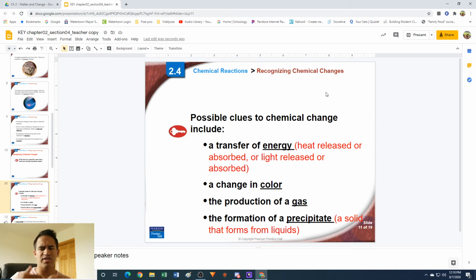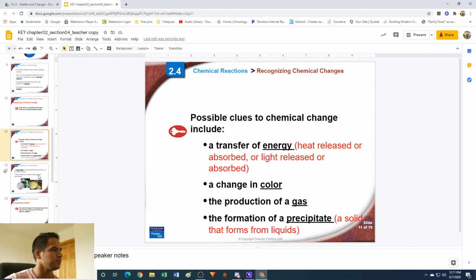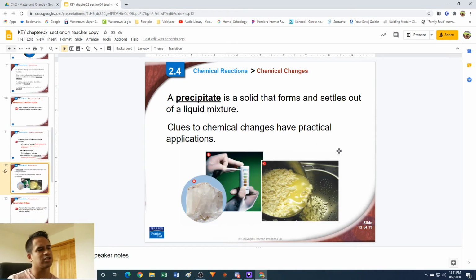But if you wait long enough, the solid will settle to the bottom and you'll have a powder at the bottom, okay? So a lot of times when a precipitate forms, you'll start with two clear, transparent liquids. You pour them together and it becomes cloudy or foggy looking. It's typically a sign that there's a chemical change taking place and a precipitate is formed. Again, a precipitate is a solid that settles or forms out of a liquid mixture.